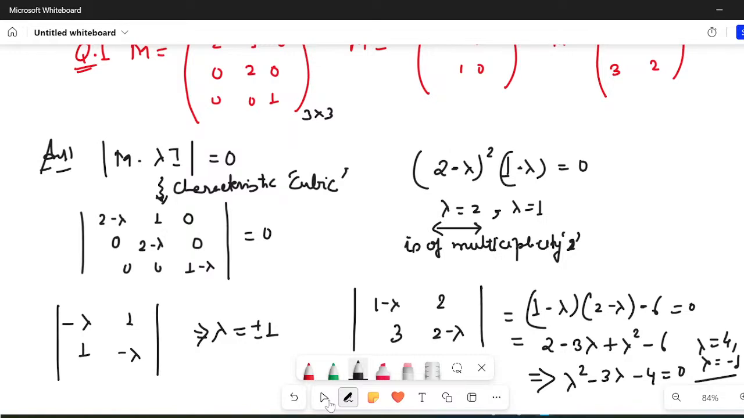Is that fine? I think two people are attending. Anshul is attending and Monica. Is that fine, both of you? Kindly let me know.